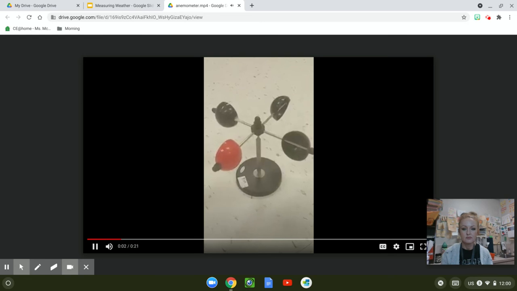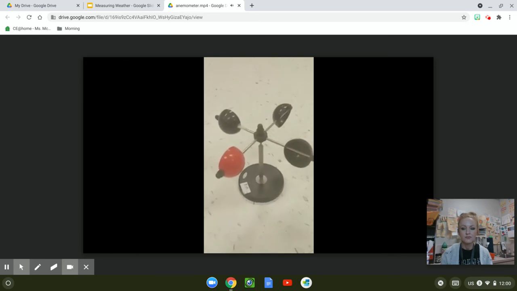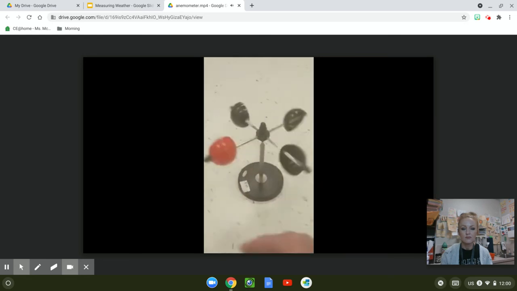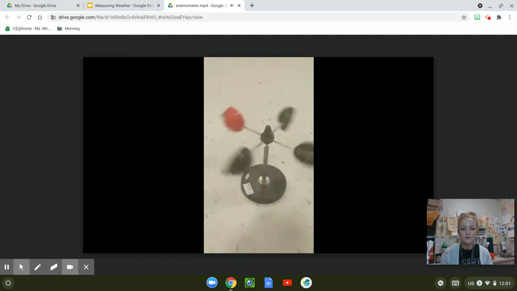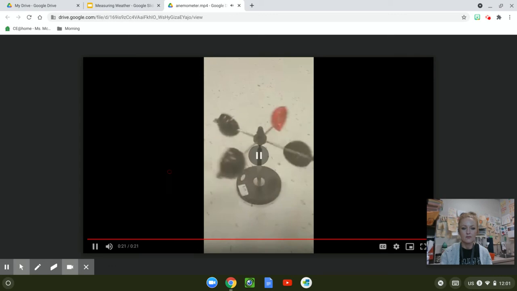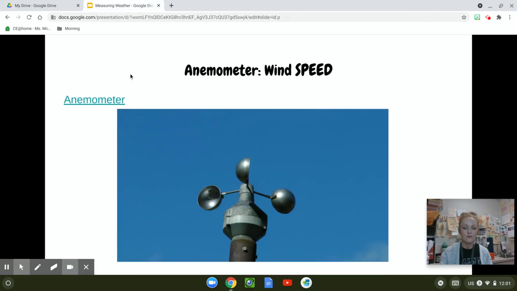Okay, here is an anemometer, strange name, and it measures wind speed, not direction. So if it's very calm and not a lot of wind, it may move like this. But if it's a strong wind and it's really windy, it may move like this. So an anemometer measures wind speed.